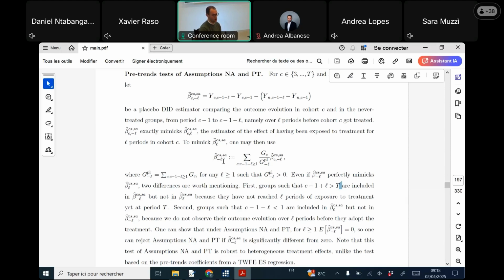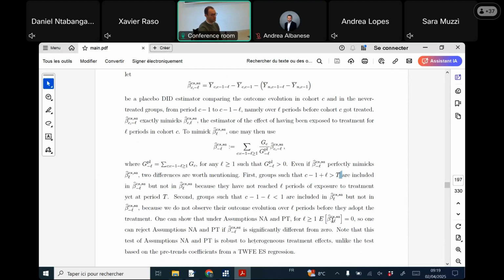And if you really want to have a placebo and an event study estimator that exactly mimic each other, you can just restrict the estimation sample for the event study estimator and for the placebo to be exactly the same. The only caveat in doing that is that you're going to lose power because you're going to reduce the sample size.